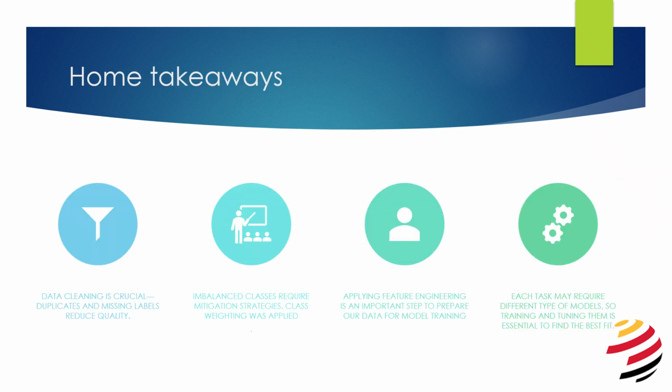Looking back on the project, here are some key takeaways. Data cleaning is crucial. Duplicates and missing labels reduce quality. Unbalanced classes require mitigation strategies. In this work, class weighting was applied, but in some cases, upsampling and downsampling techniques should be applied to make the dataset balanced during training.